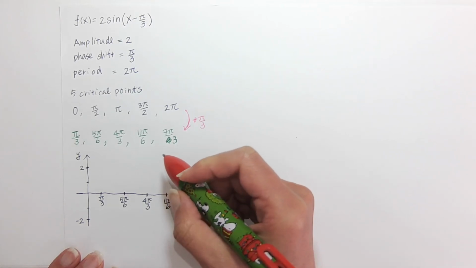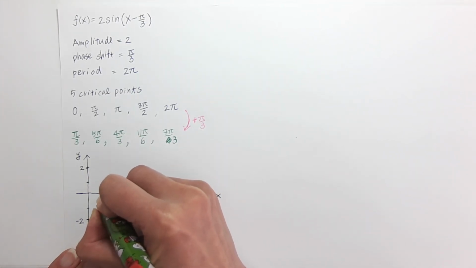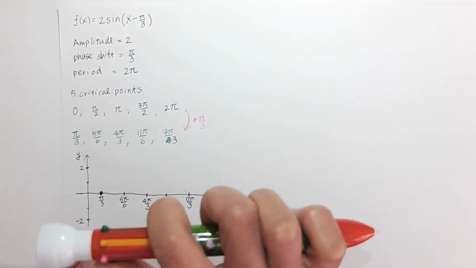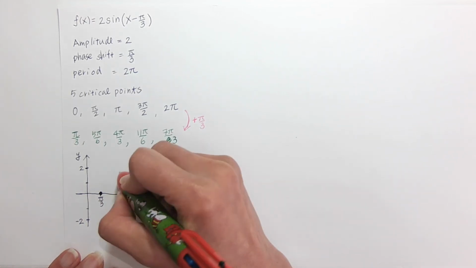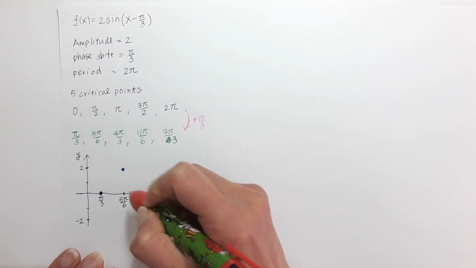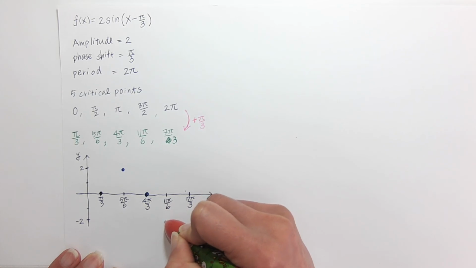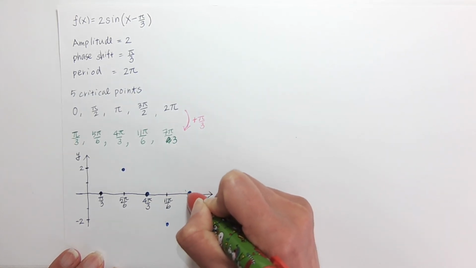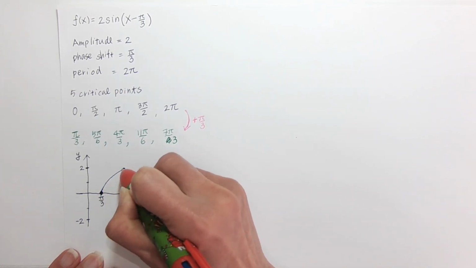And now I'm going to graph them, starting with pi over 3 at 0. Then I'm going to go up 2 at 5 pi over 6, because we have a new amplitude. Back down to 0 at 4 pi over 3. Down to negative 2 at 11 pi over 6. And back up to 0 at 7 pi over 3. And here are my 5 critical values that I need to graph my sine wave.